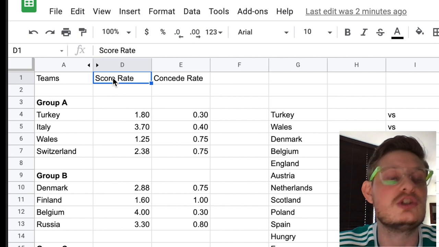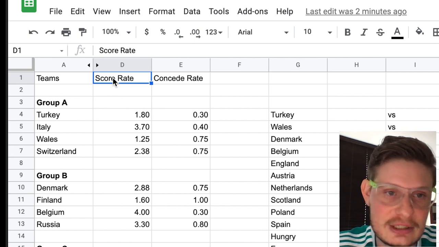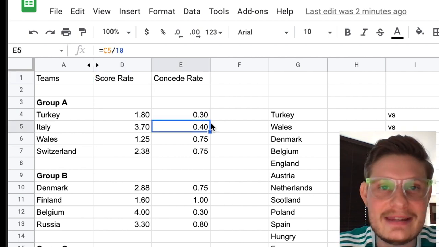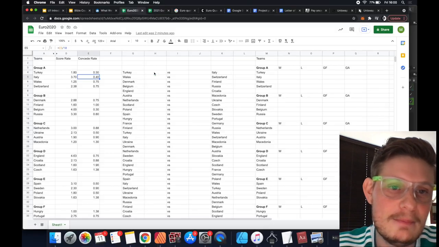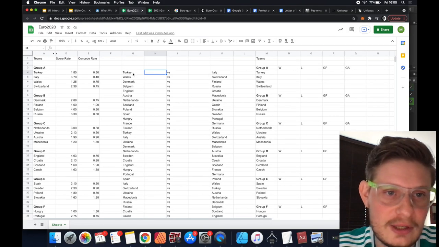Like I say, I think it's just because of the poor data. So just bear in mind the data isn't the best, but I'm going to show you how we can do it. So the very first match, it's Turkey versus Italy.